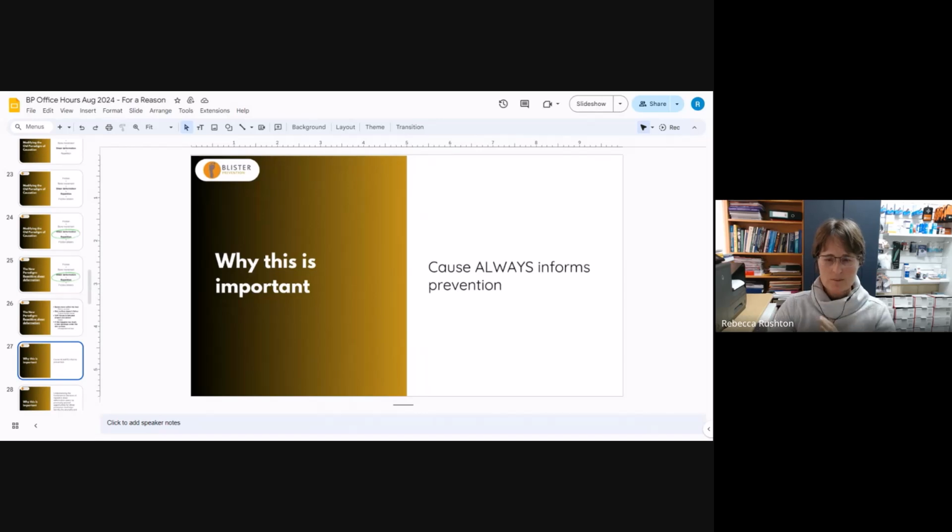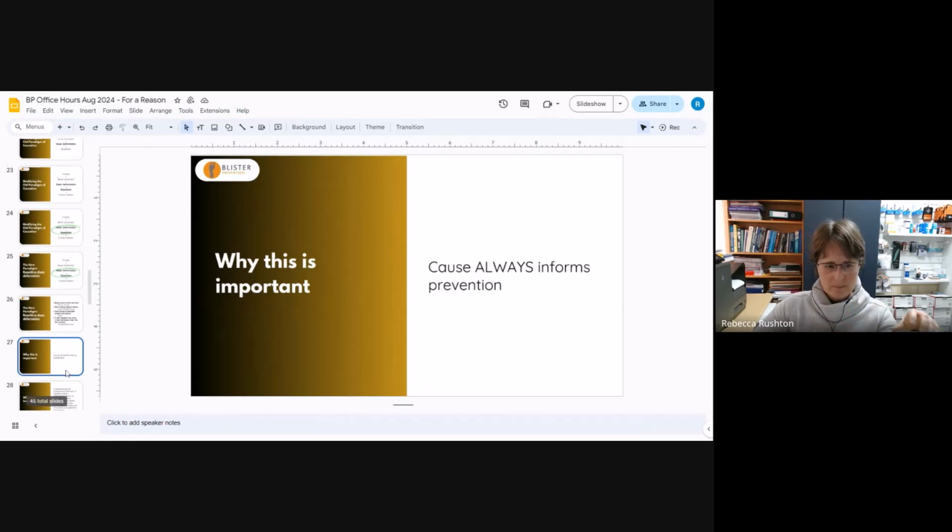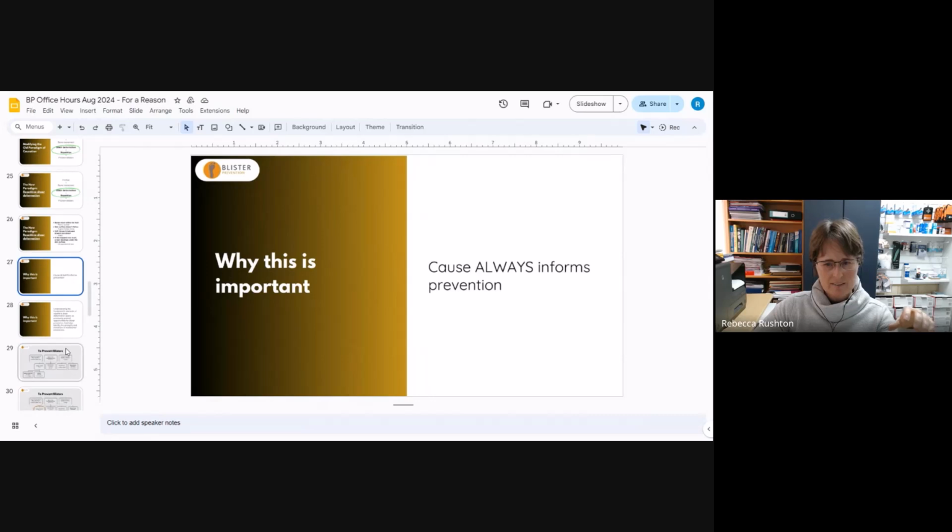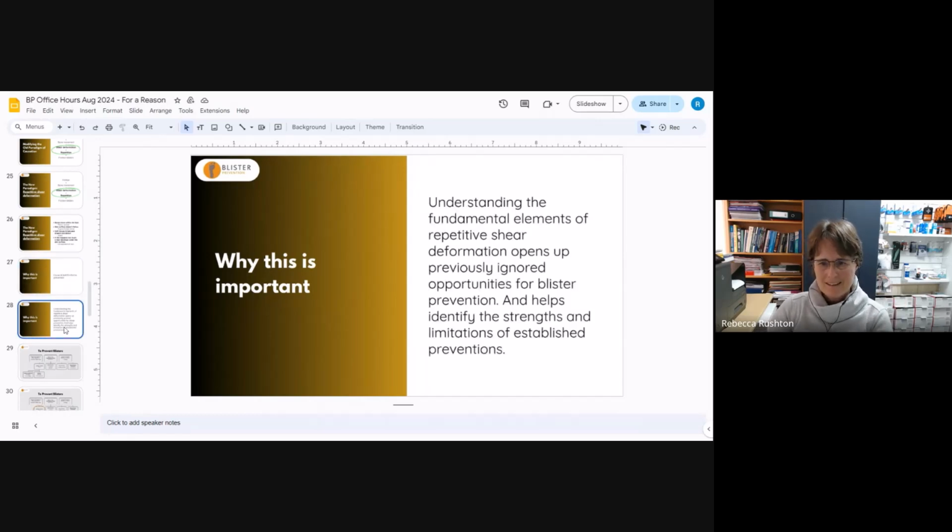Again, why is this important? Because cause has to inform prevention. Without a proper understanding of this, we're going to choose preventions that aren't necessarily as helpful as they should be, but we have an overinflated expectation of their usefulness. And then also we can miss preventive opportunities altogether. Understanding the fundamental elements of repetitive shear deformation opens up previously ignored opportunities for blister prevention and helps identify the strengths and limitations of established preventions.